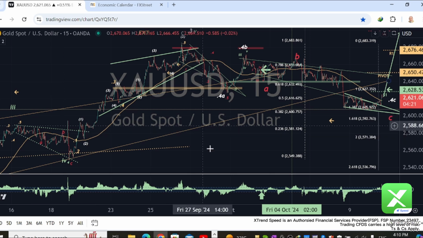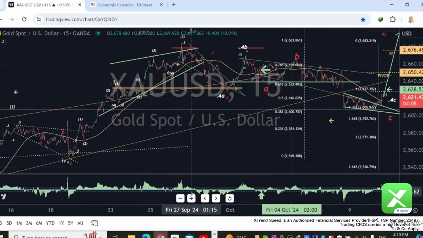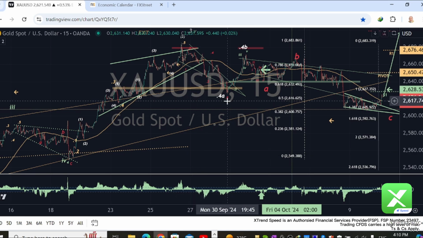This market just did 2,606. We were looking at this correction for the past few days. We believe we've done a 4A, we've done a 4B. I have highlighted what will comprise a 4C, and the A, B, and C.